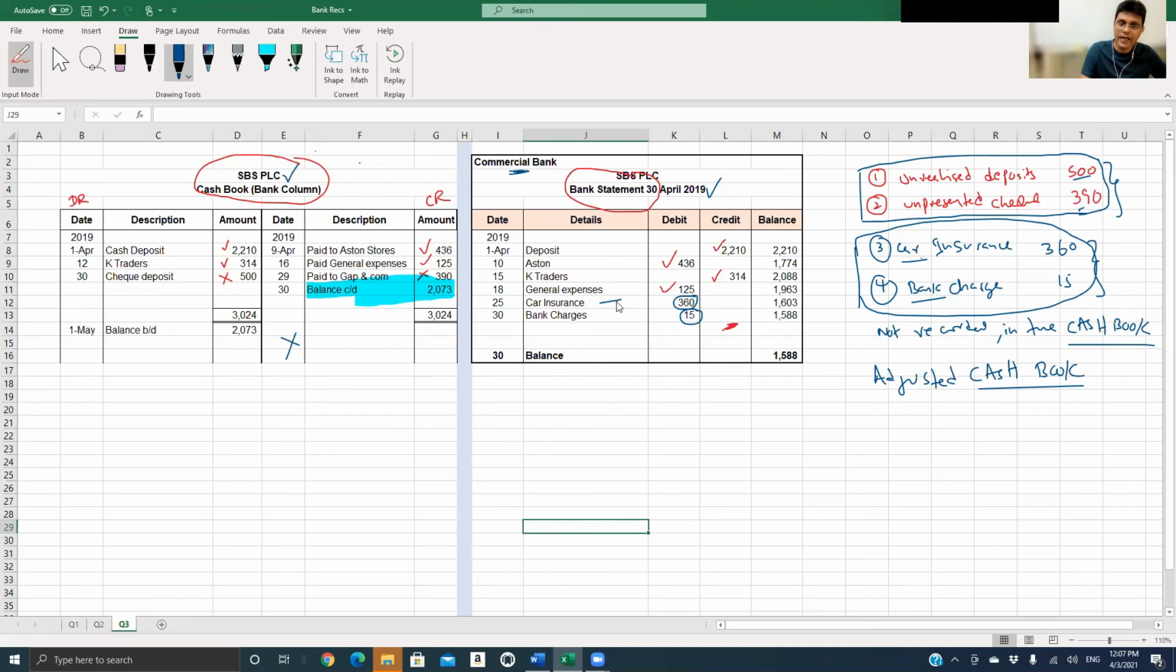So he realized that the car insurance was paid by the bank, which was not recorded in the cash book. Apart from that, bank charges were debited, not recorded in the cash book. Therefore, these two entries will have to be adjusted in the cash book. These are transactions that took place during the month ending 30th April 2019. So quickly we'll take the adjusted cash book balance. Okay, so this is a T account.